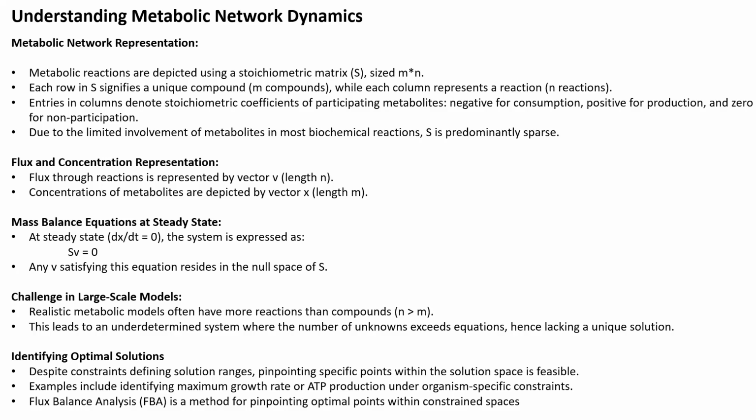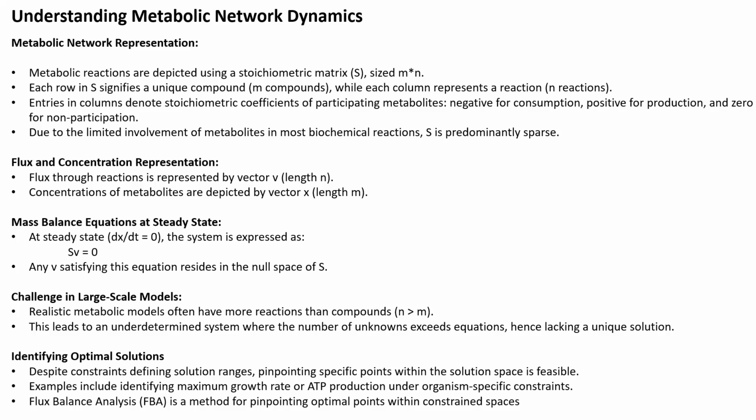So this is a very realistic issue: the number of reactions will be much more than the number of metabolic compounds. So your number of columns will be much more than the number of rows. It will be kind of a fat matrix. What it causes is an underdetermined system where the number of unknowns will exceed the number of equations, and hence it will lack a unique solution. This is a challenge faced in real life metabolic models.